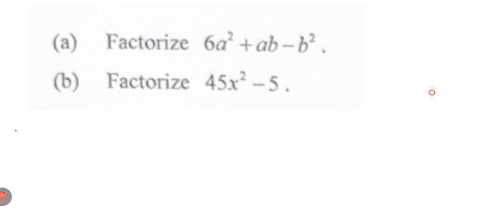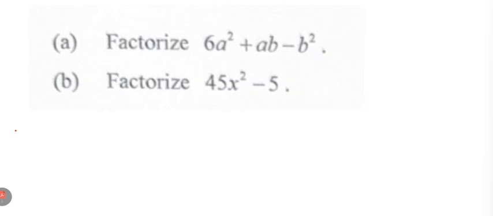We're going to factor out 6a squared plus ab minus b squared down here. This one is a quadratic-like trinomial with two variables, a and b. Now we're going to use what we call factoring by grouping. So let's try to identify the numbers here.